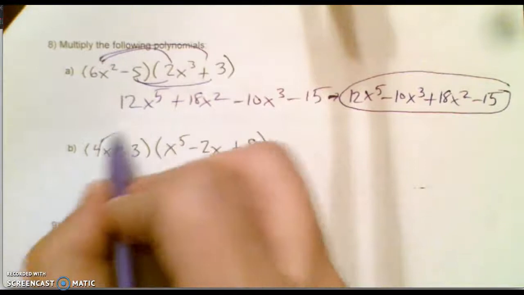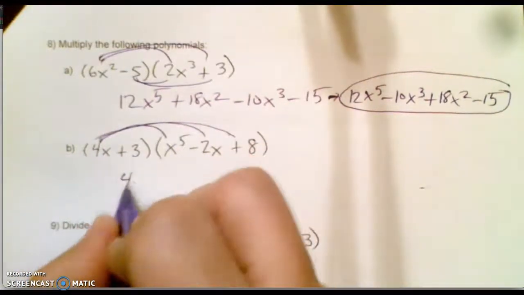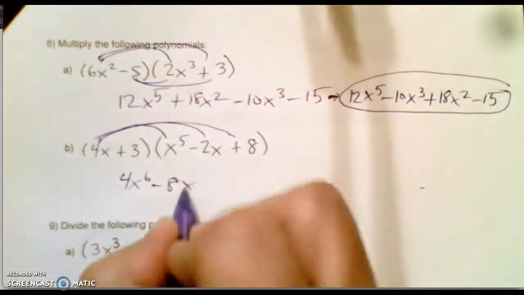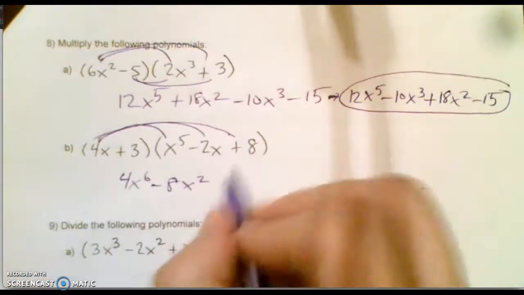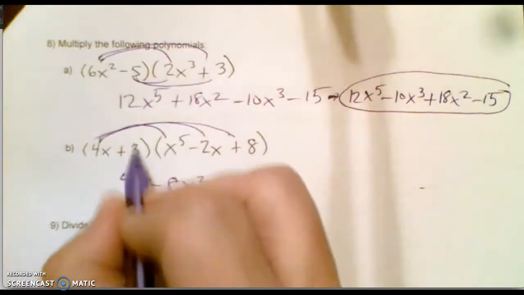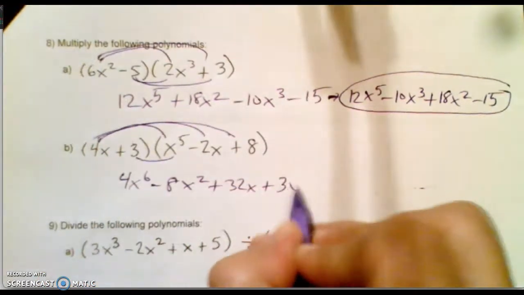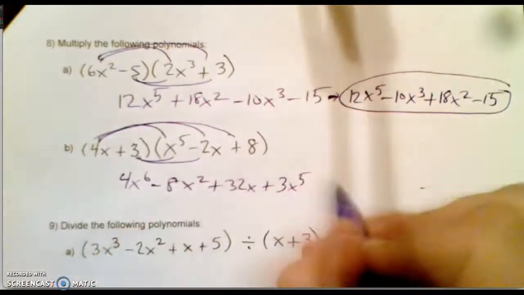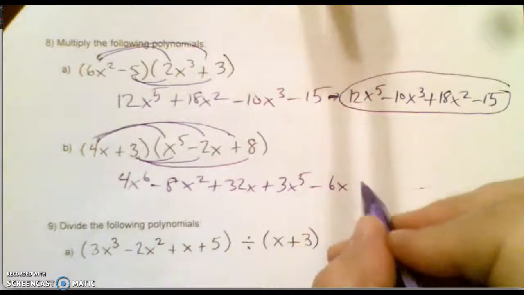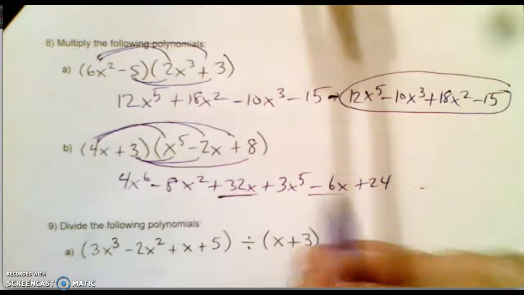Same deal here. You're going to take this to all three of those. So you're going to go 4x to the 6 minus 8x squared and then plus 32x. And then you're going to do it again with this guy. We're going to go 3x to the 5th minus 6x plus 24. When I look at all this, I think only these two combine.